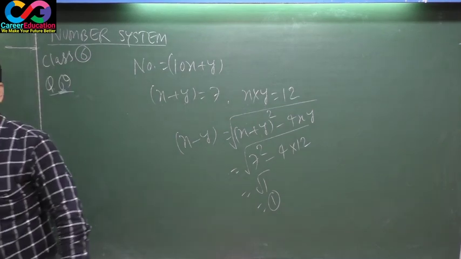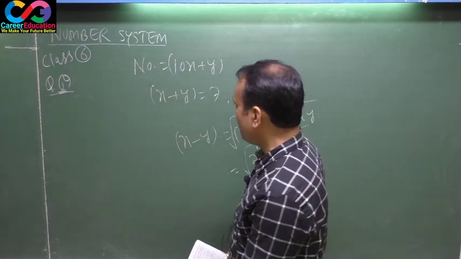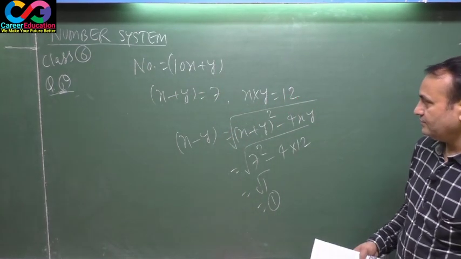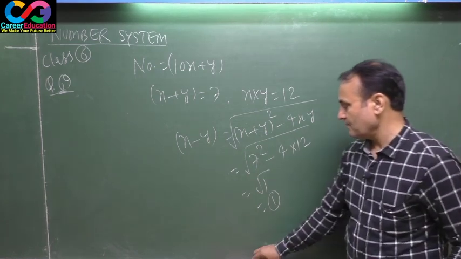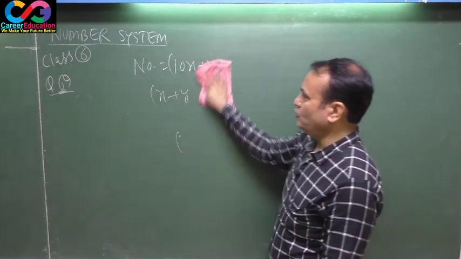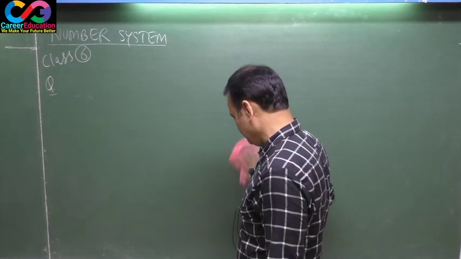Thus you solved question number 69 through both methods, from the tricky approach, presence of mind applied here, and from the algebraic equation as well. Now come to question number 70.